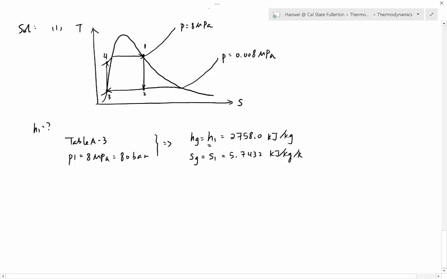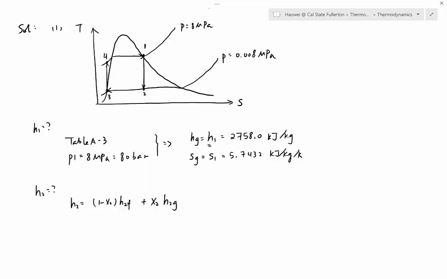Next one, let's move on to h2. Again, the first step is to identify the phase. We know number 2 is within the dome, so number 2 is a mixture. If you look for enthalpy of a mixture, you have to use the weighted average equation. h2 is equal to 1 minus x2 times h2f plus x2 times h2g, and do not forget to add a subscript to the quality x. Okay, h2f, h2g can be easily found from the tables. And then the difficult one is x2.